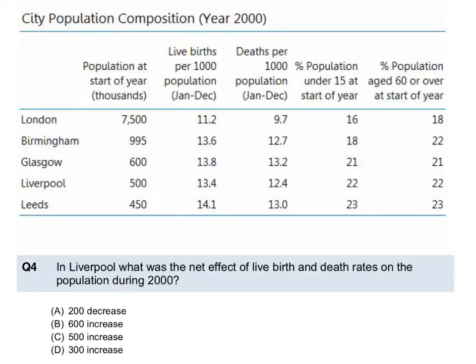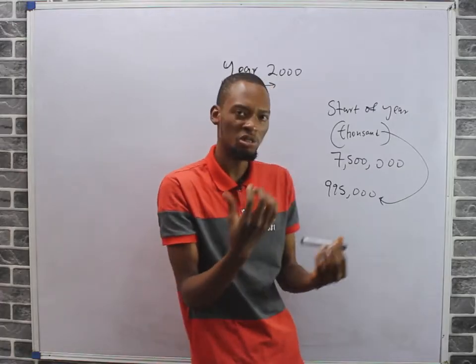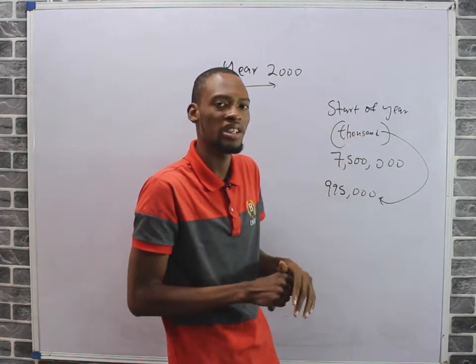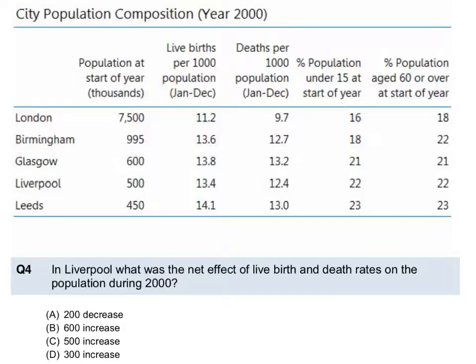And the next city there, you can see that it is Birmingham, 995. This means the total population there is, in thousand, 995,000. That is the interpretation of the thousand at the start of the year.